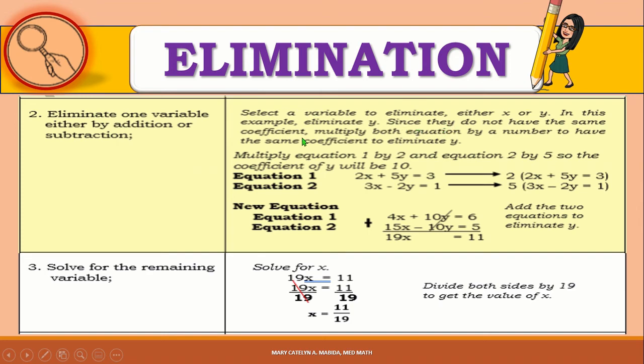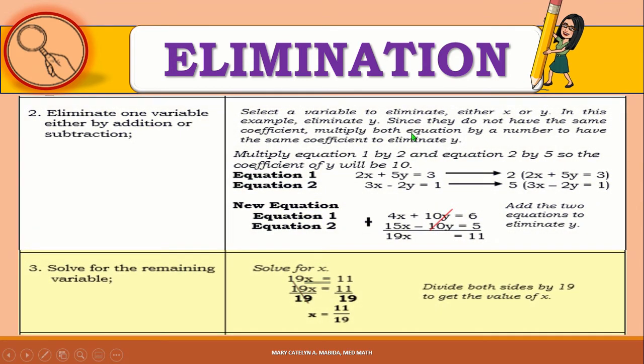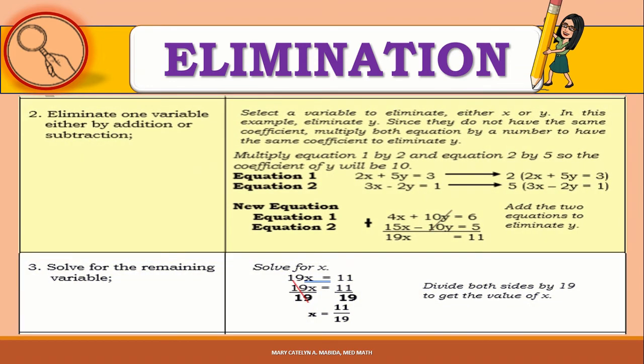Since they do not have the same coefficients, multiply both equations by a number to have the same coefficient to eliminate y. So, we multiply 2 in the first equation and we multiply 5 to the second equation. How did we know that? Because we want to eliminate the y values. So here, since it's 2 here, we multiply it to the first one. Since it's 5 here, we multiply it to the second one. And we get new equations which have the same coefficients of y: 4x plus 10y is equal to 6 and 5x minus 10y is equal to 5.